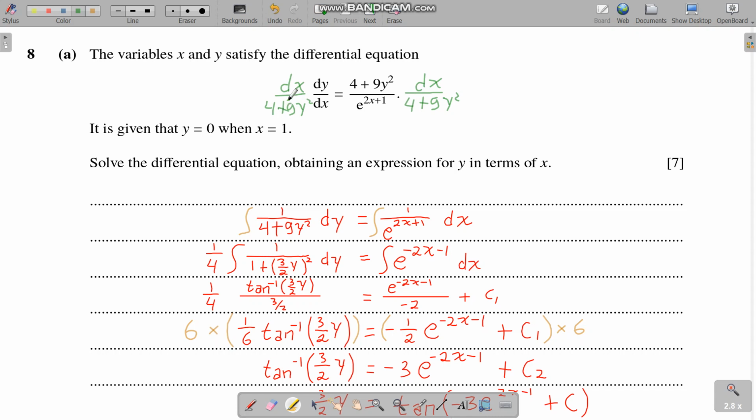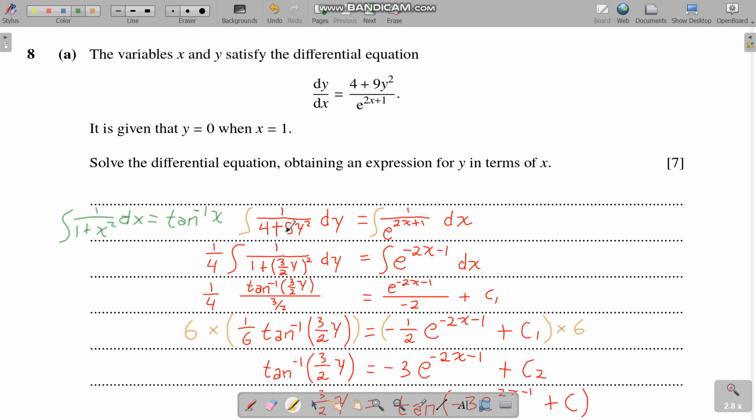So on the left we cancel out the dx, we have only 1 over 4 plus 9y squared dy. On the right we have 1 over e to the 2x plus 1 dx. And then we integrate both sides. So after we integrate both sides, on the left, remember that we have this formula in the MF19, the integral of 1 over 1 plus x squared dx equals inverse tangent x.